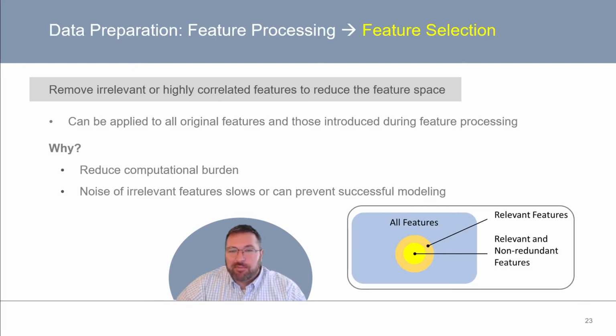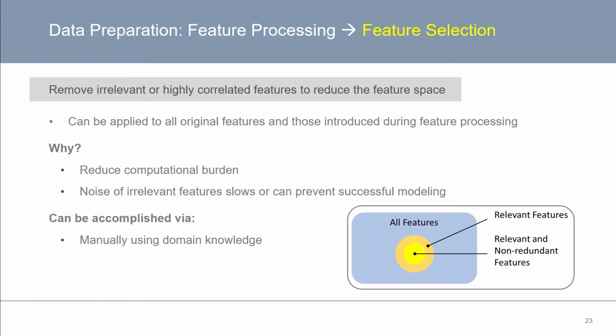This aspect of data processing is valuable in reducing the downstream computational burden of modeling, in particular in datasets with a very large number of features. Furthermore, it's helping to reduce the data noise that's been added by the presence of irrelevant features, which can slow or prevent successful modeling. Feature selection can be accomplished in a number of ways. First, it can be achieved manually using domain knowledge to remove features that are known to be irrelevant or that are not wanted in the trained model.